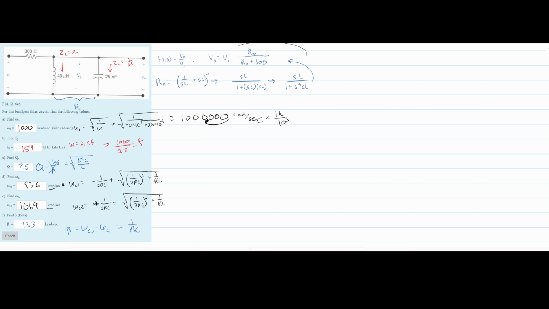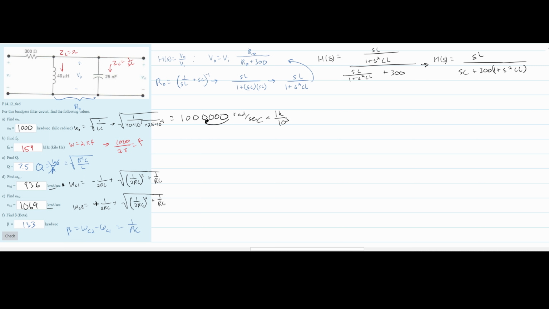Now, looking back here, this is just a side note, if we were plugging in the entire problem, we would have H of s is equal to s times L over 1 plus s squared times CL, divided by sL over 1 plus s squared times CL, and then we have a plus 300. And then from here, we're going to multiply everything by this right here, and we're going to get H of s is equal to s times L divided by s times L plus 300 times (1 plus s squared CL).